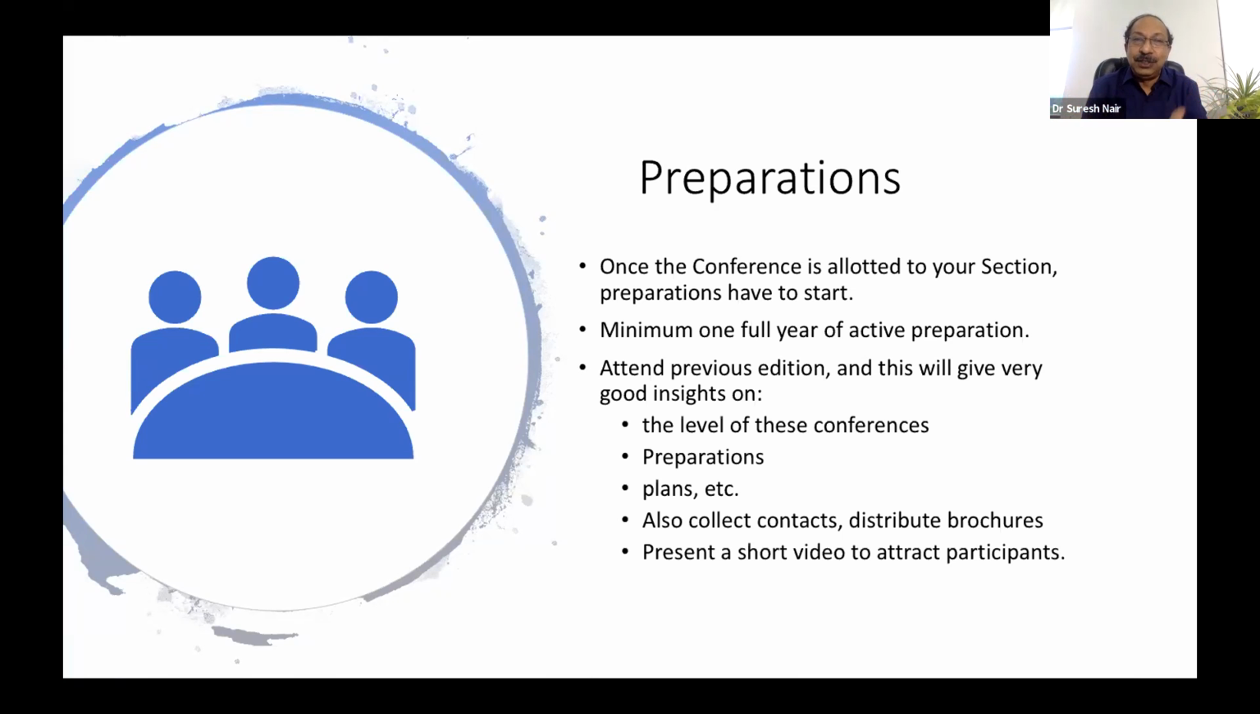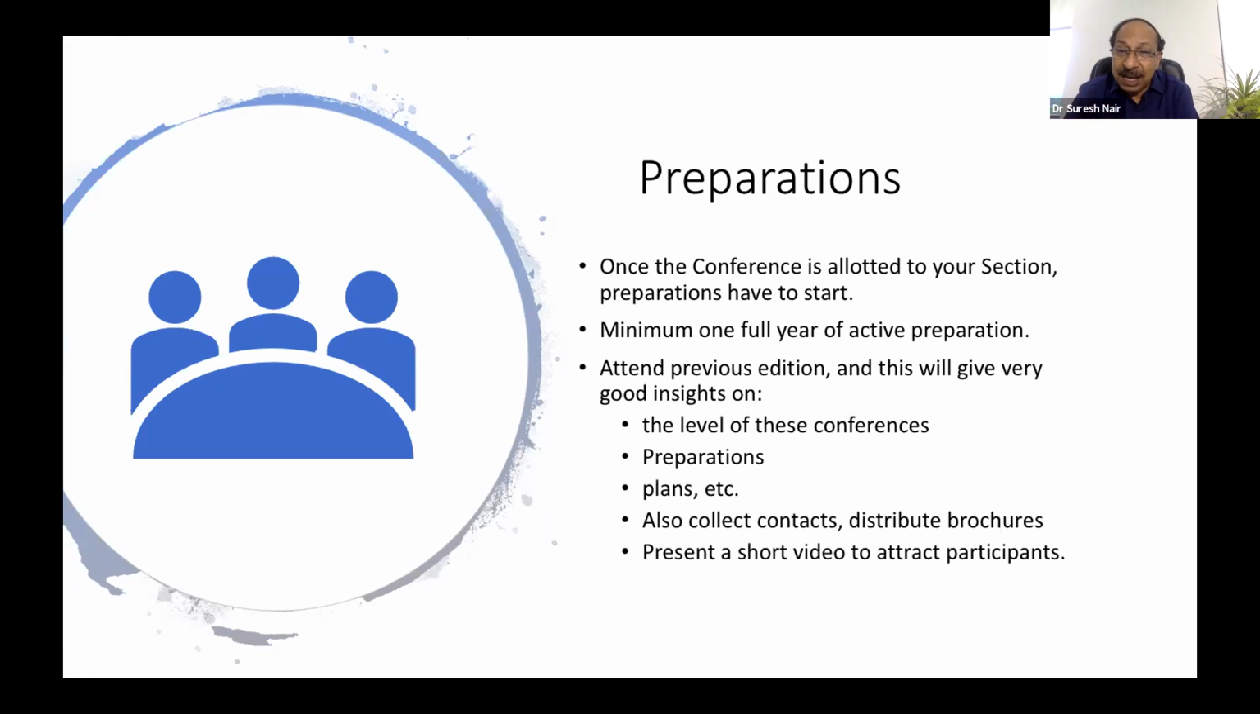One more suggestion is to attend previous editions, which will give very good insights. I will take the example of TenCon 2019, and how we implemented it I will show in the subsequent slides. It is better you attend those previous conferences. You can write to the organizers. Sometimes they will waive the registration fee, and you can find out how many people are coming, at what level the conference is held, and things like that. You can understand the level of the conference, the preparations, and the plans, what they do.